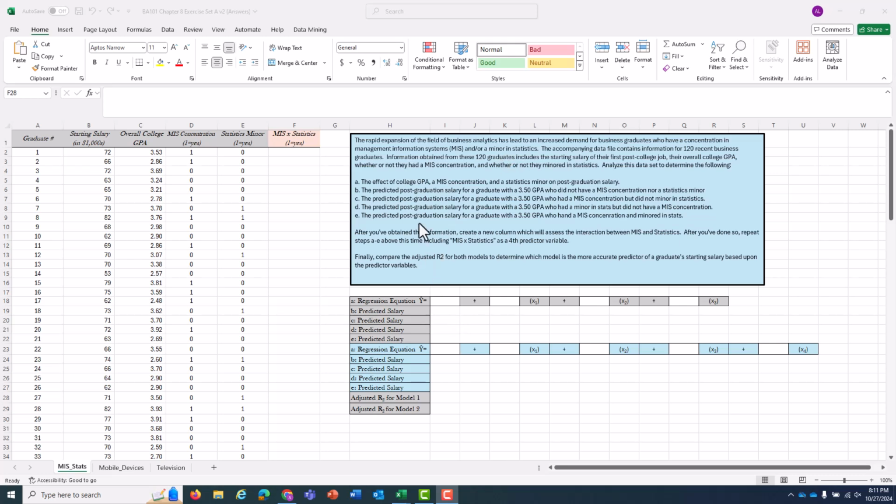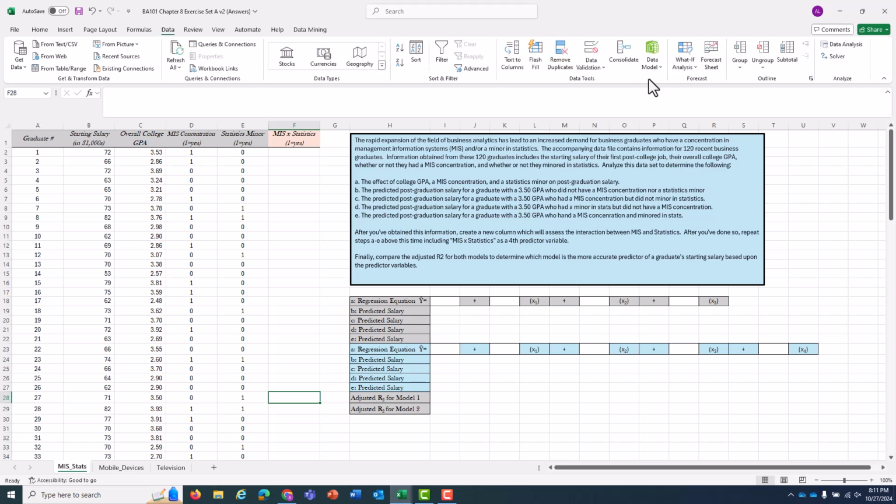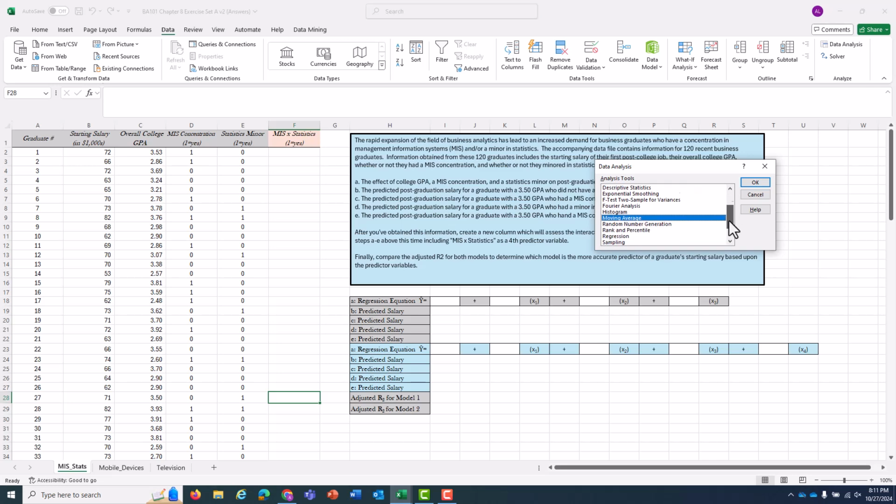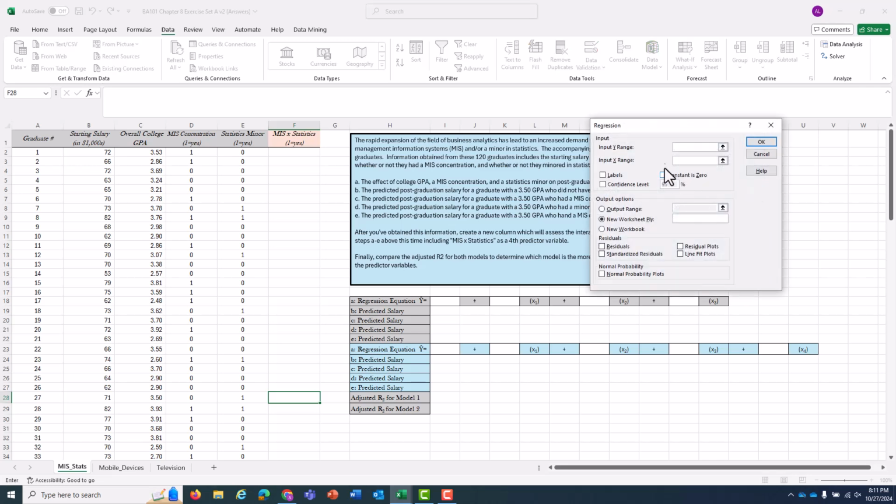So let's get started. The first thing we're going to need to do is make our regression equation, taking into consideration their GPA in college, whether or not they had an MIS concentration, and whether or not they had a statistics minor. So just like I have done plenty of times in the last couple of videos, we're going back to the data analysis toolpack, and we want regression this time. And I'm going to hit OK.